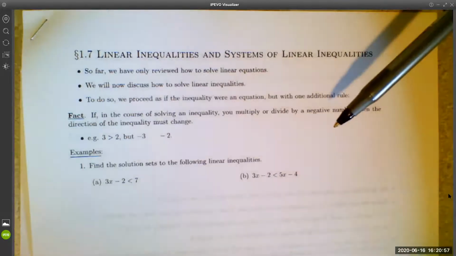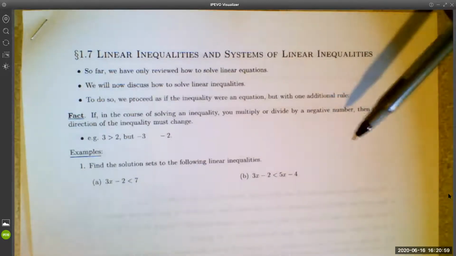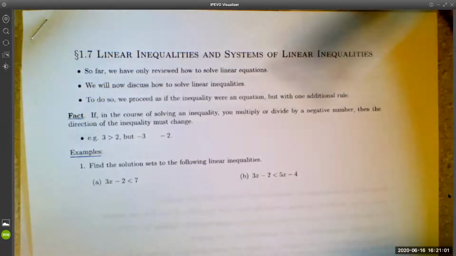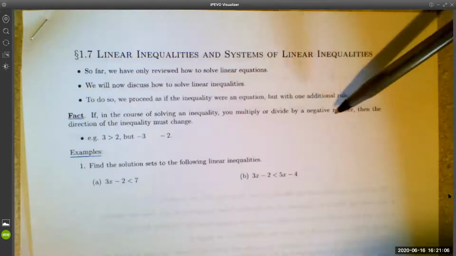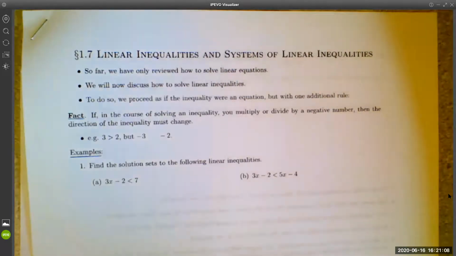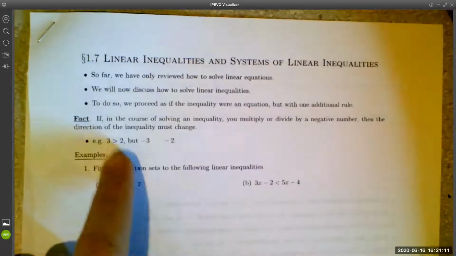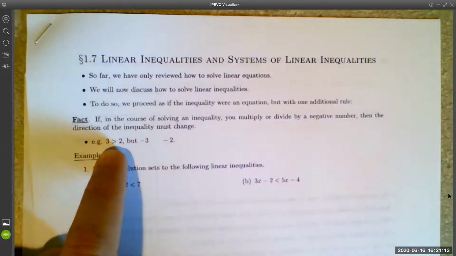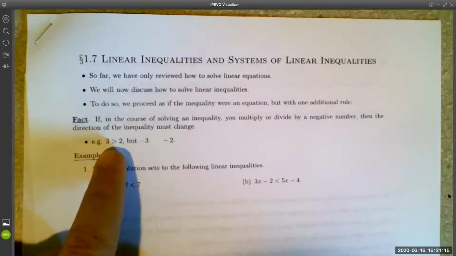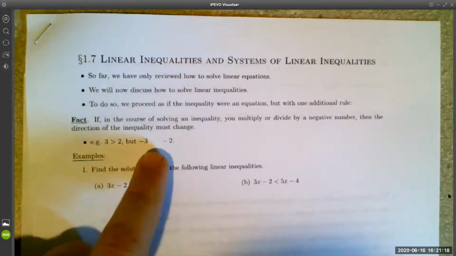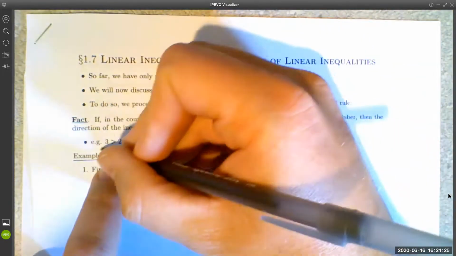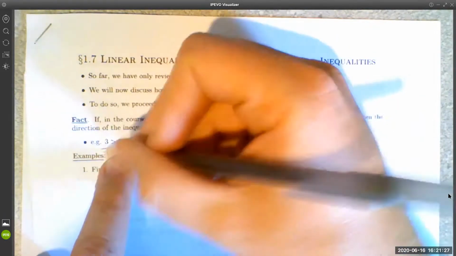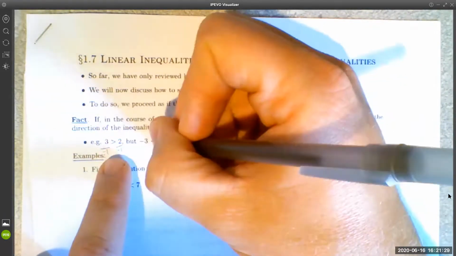Inequalities work the same way as equations, except with one additional rule, and that is that if we multiply or divide through by a negative number, then the direction of the inequality has to change. To see why, notice that 3 is greater than 2. That's a true statement, right? But negative 3 is not greater than negative 2. In fact, negative 3 is less than negative 2, right? So if you take this statement and you divide through by negative 1, then in order to keep the statement true, the direction of the inequality has to switch, right?